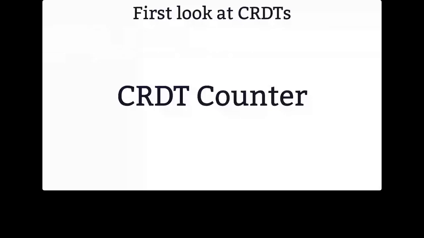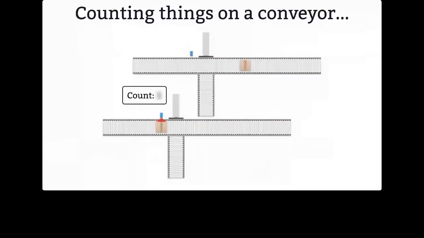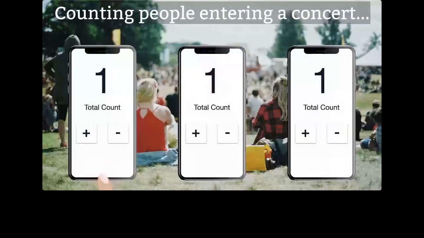So imagine we need to count something, an application that counts something. For example, maybe our application is running on some sort of scanners that collaboratively count things that pass them by on a conveyor belt, or maybe the application is meant to count people entering a venue on smartphones at all the entrances. And it's possible that these smartphones need to work both offline or online because of the operating location.